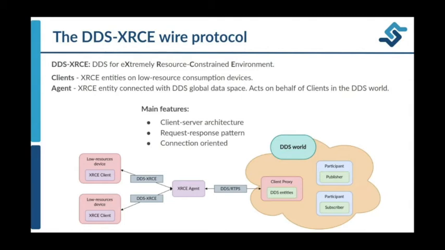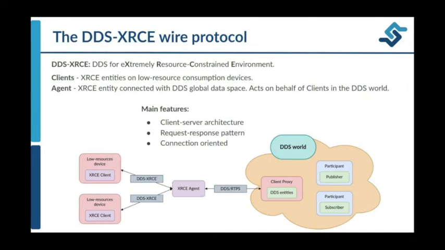How so? So in this client-server scheme, the clients are the entities that run in low-resource devices. Then the DDS XRCE protocol is in charge of passing the requests and messages to another entity, which is the agent, that is hosted by a more powerful device. And also the wire protocol sends the agent's responses back to the clients, okay?